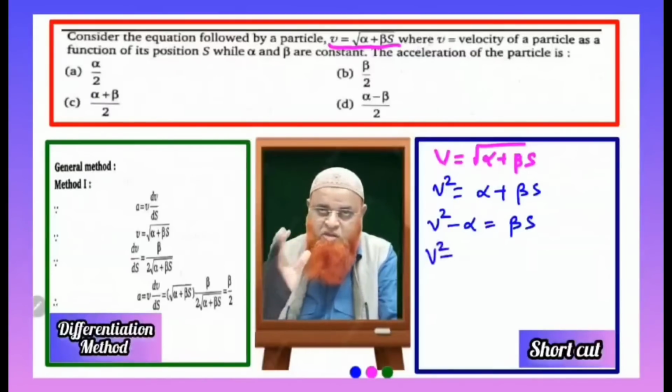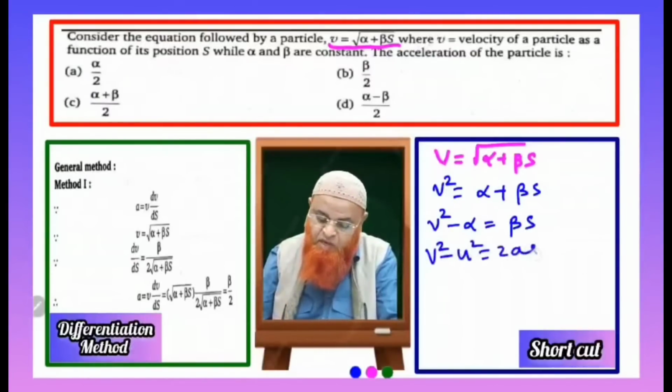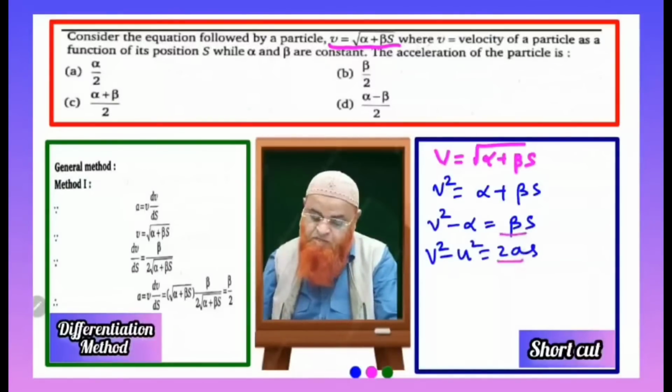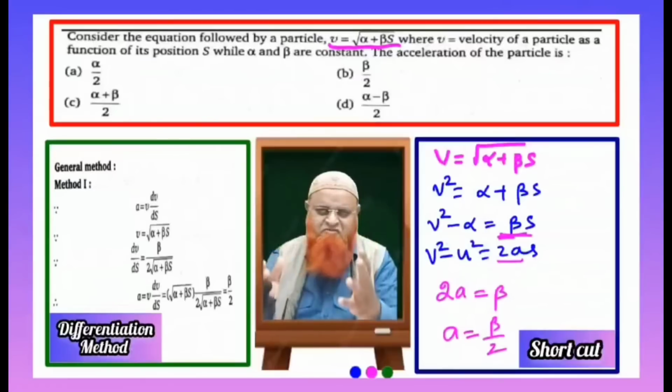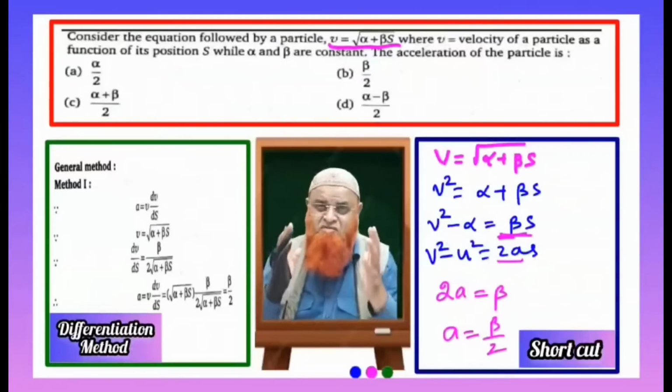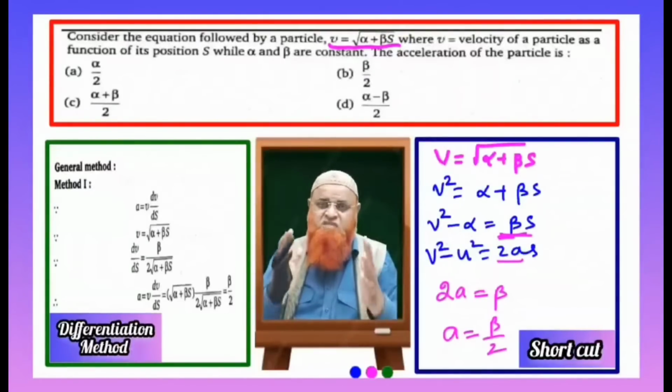Compare this equation with our general equation, that is V square minus U square is equal to 2as. If you compare these two equations, in the place of 2a, beta is there. So you can take 2a is equal to beta, and you can write a is equal to beta by 2. This is a general method where you need not require any special knowledge of calculus like integration and differentiation. Hope you have enjoyed this problem.